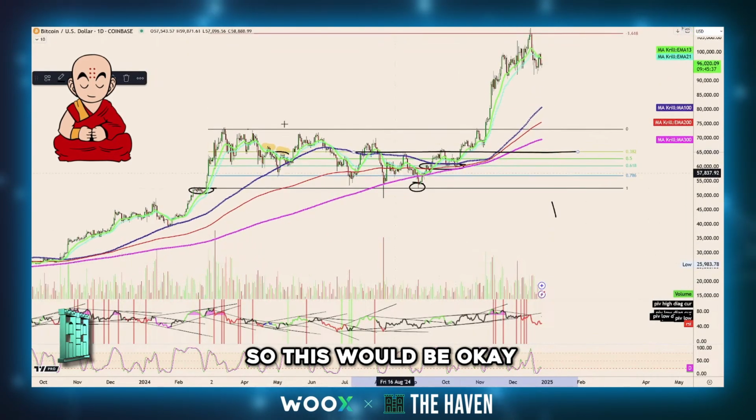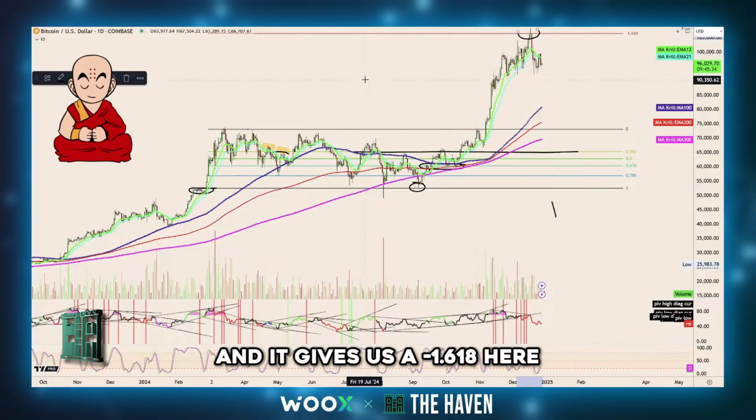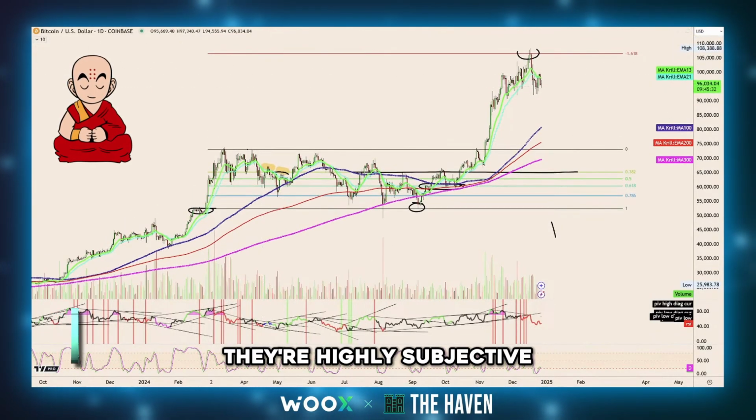So this would be okay, and it gives us a -1618 here. But yeah, that's the problem with Fib levels. They're highly subjective.